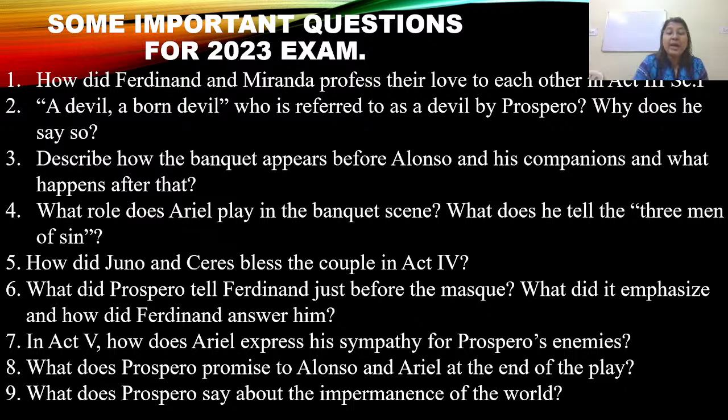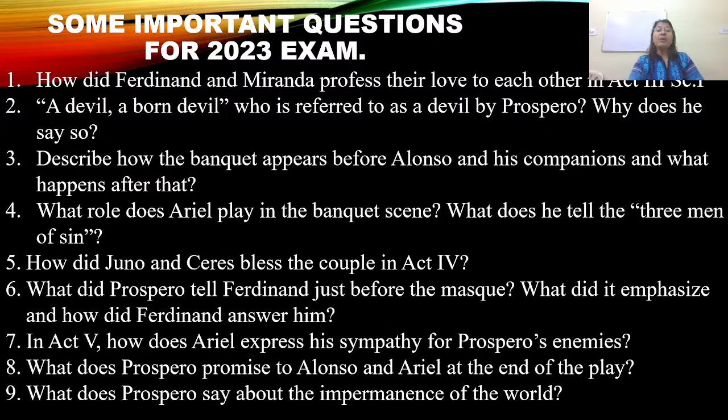How did Juno and Ceres bless the couple in Act 4? So Juno's speech has to be explained, has to be described, and then Ceres' speech. That's it. What did Prospero tell Ferdinand just before the masque? What did it emphasize, and how did Ferdinand answer him?